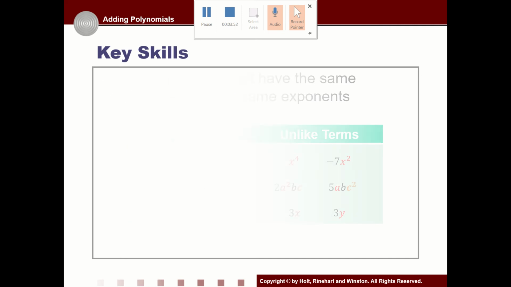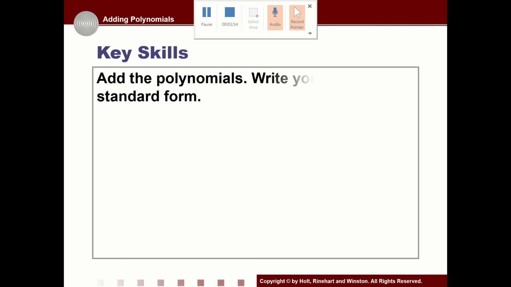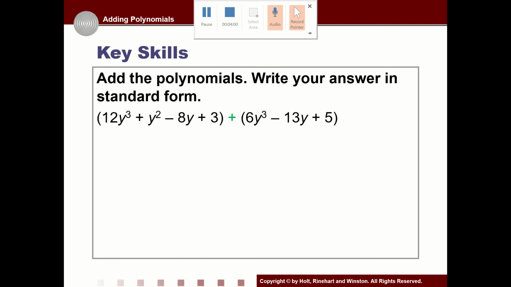So let's take a look at how we use this information. Add the polynomials, and as always, write your answer in standard form. So if we take a look, we have 12y to the third plus y squared minus 8y plus 3 plus the quantity 6y to the third minus 13y plus 5. So we have two polynomials being added together.